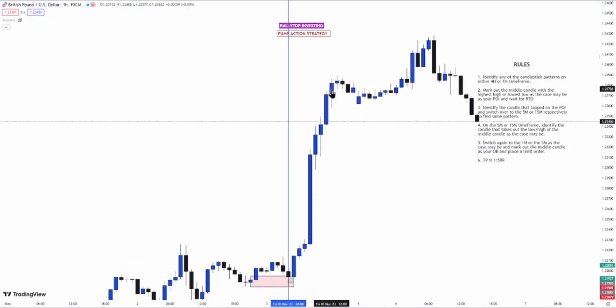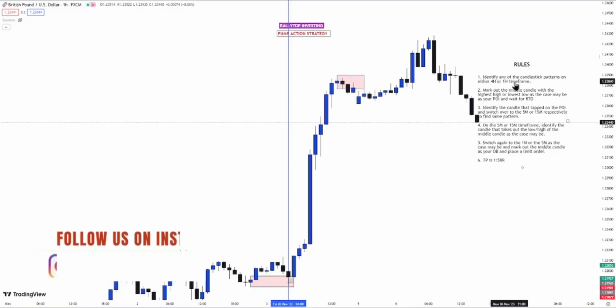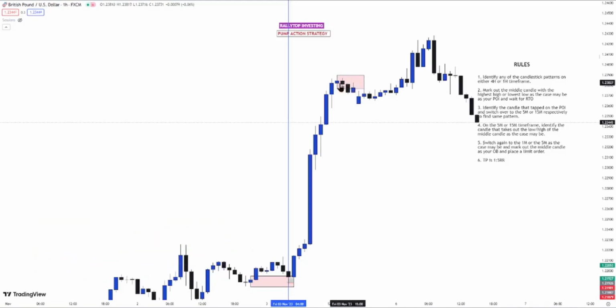Take a look at this. This is a high, higher low, higher high, and then we have a lower low. All right. So this is your OB here on the 1H time frame. This one is your OB. Now, when price took out that OB here, where is the candle that tapped into it? Remember, we are still following these rules here. He said, identify any of the candlestick patterns on either the 4H or 1H time frame. I've identified the candle pattern here on the 1H time frame.